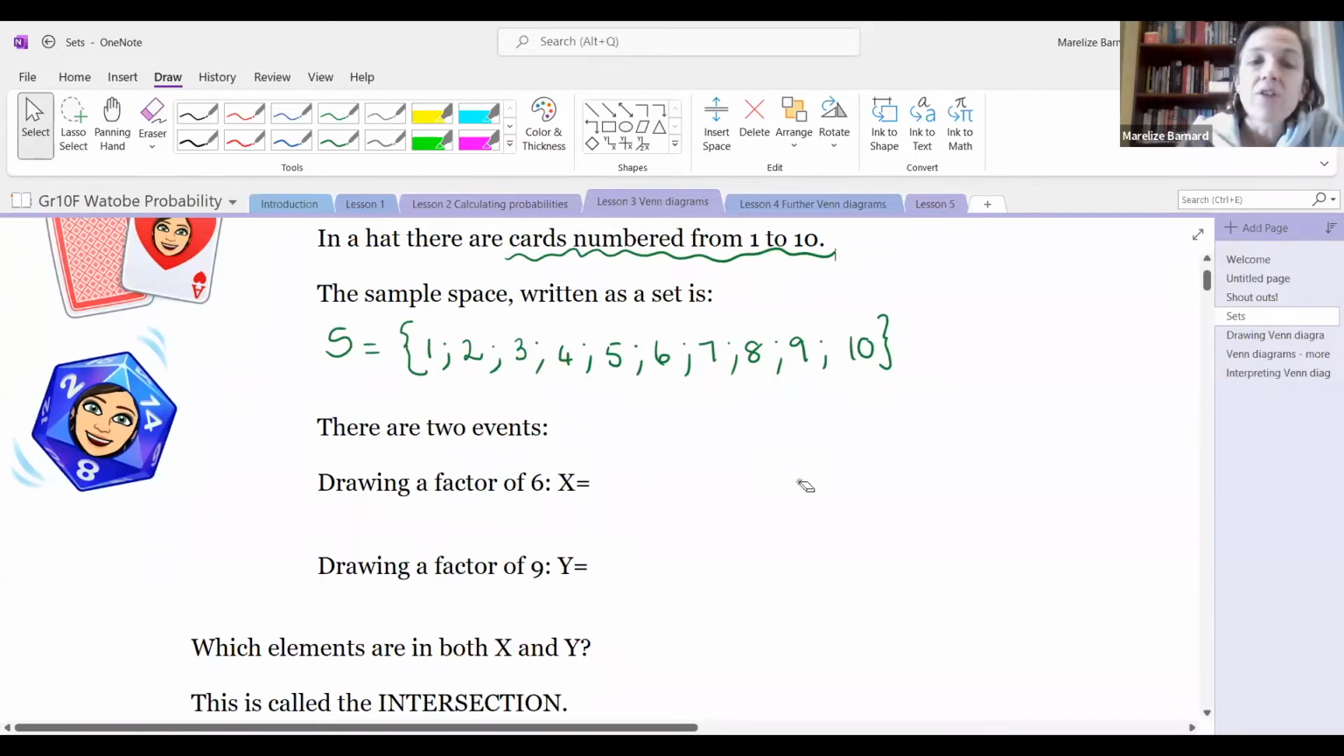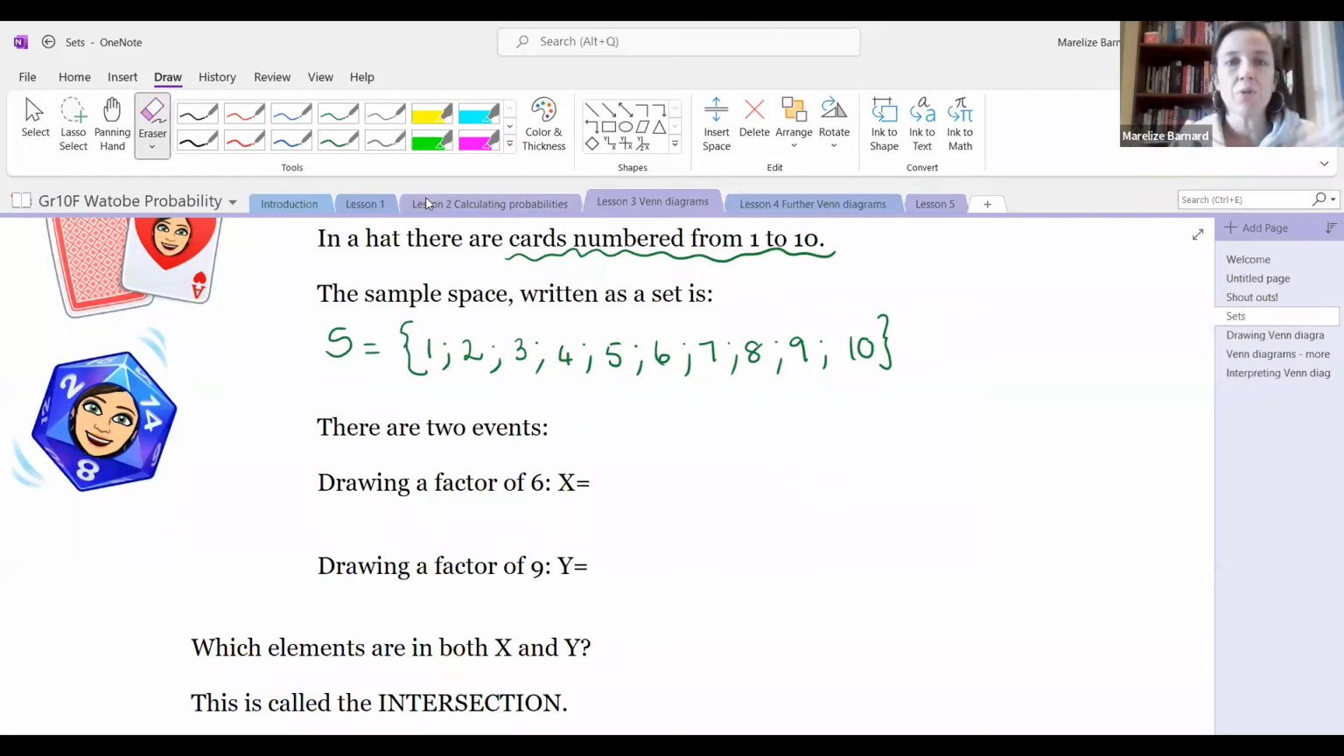Okay, now there are 2 events. So we put the cards in this hat and we shake it, and now we're going to start drawing from it. And the first event that we have is drawing a factor of 6. So now remember, our cards just go from 1 to 10. So which numbers from 1 to 10 in our set are factors of 6? Who can put them in the chat for me? Pop it in the chat, or if you know. Remember, factors are numbers that divide evenly into 6.